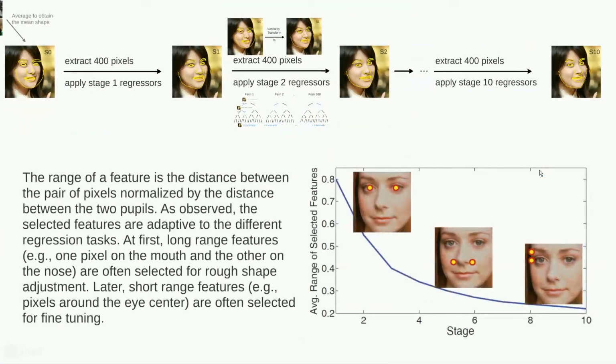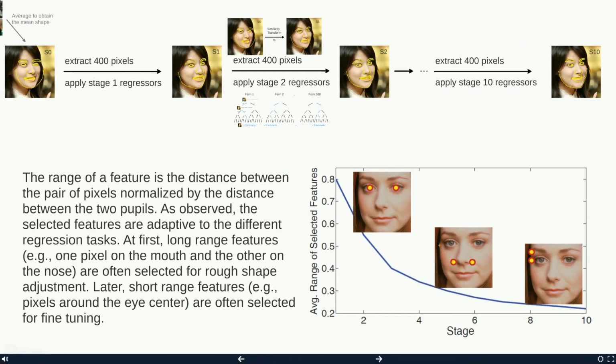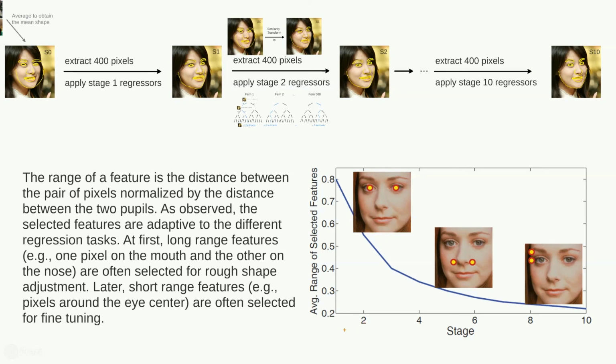Now, given what we had learned just now, it would be easy to understand this figure. This figure shows as the stage progresses, the average distance between the selected features. You can see in the early stage, because it makes larger changes, therefore the distance between the features would be large. But as we move on, the distance between the features would become small to make the finer adjustments.